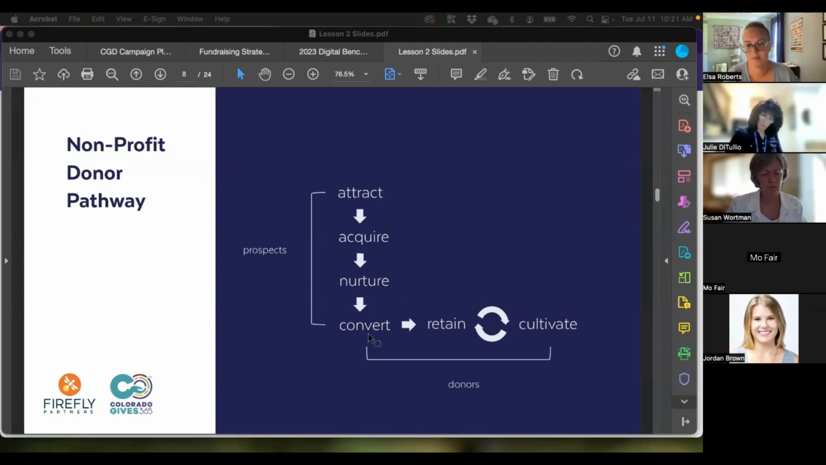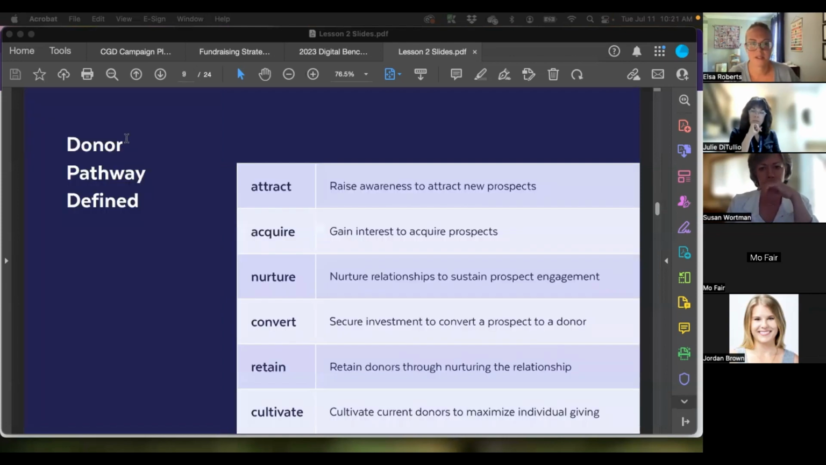And then, after you've converted someone and they become a donor, you move into retaining that donor and cultivating that donor so that they continue to give for years to come. This is the definition of each of these stages. If you want to have this resource pulled up while you are working later in class, all of this information is available within the Google Drive folder in the support materials for lesson 2.